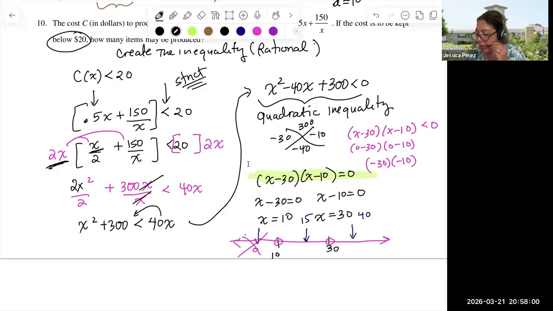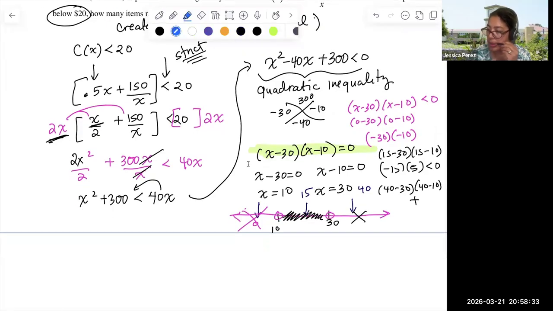Now, if I plug in anywhere between 10 and 30, let's say 15, it's 15 minus 30 times 15 minus 10. I get negative 15 times positive 5. Is that less than 0? Yes. So I will shade this region. Now anything over 30, so let's say 31 or 40, if I plug in 40, 40 minus 30, 40 minus 10 gives me something positive, so I will not shade this region. So the only solution is the shaded region between 10 and 30, excluding 10 and excluding 30.